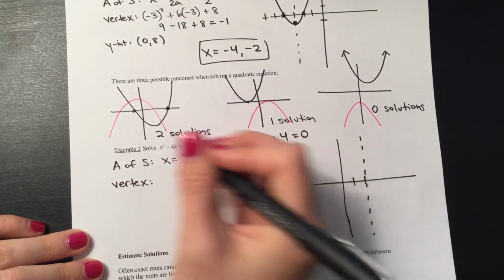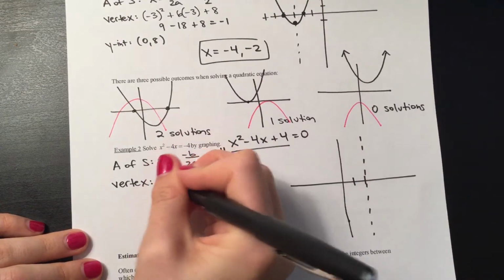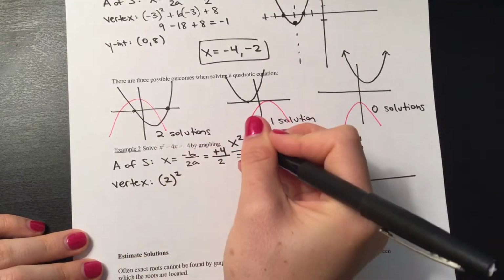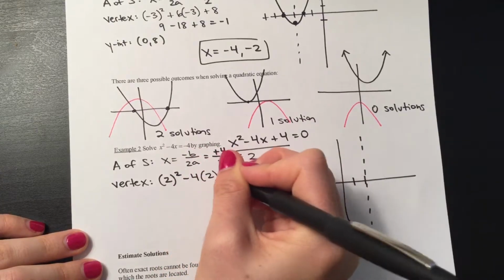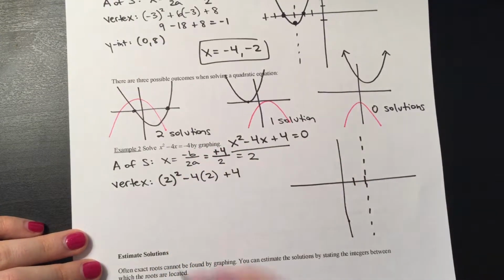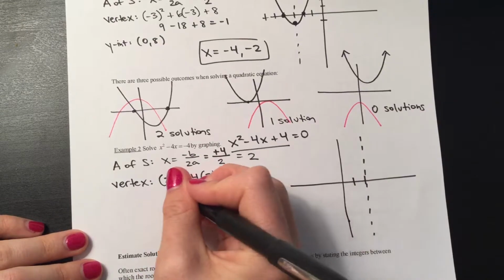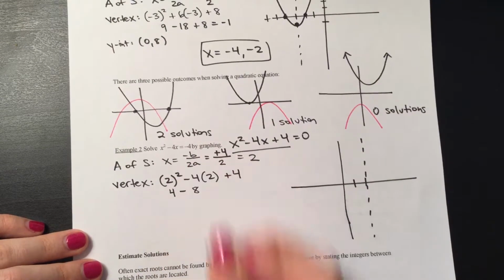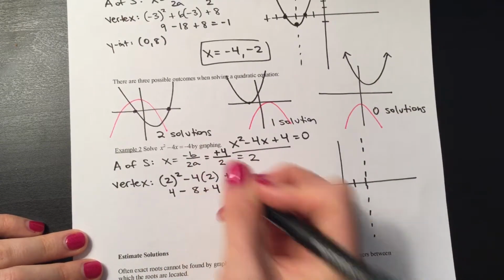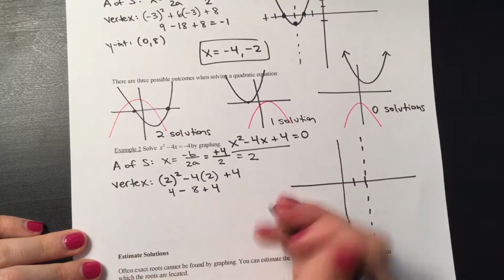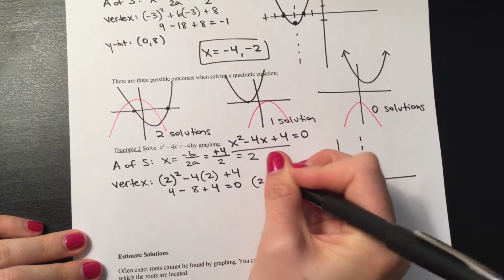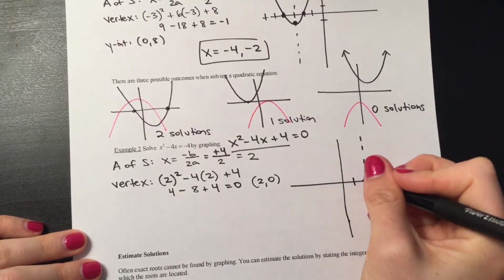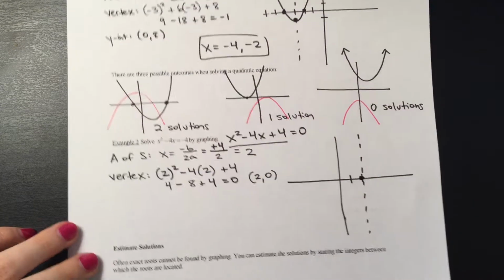So we plug the 2 into this equation. So 2 squared minus 4 times 2, and then plus 4. So clean this up a little bit. 2 squared minus 4 times 2 plus 4. So 4 plus 4 is 8, minus 8 comes out to be 0. So the vertex, if I plugged in 2, it gave me 0. So this point right there is my vertex.